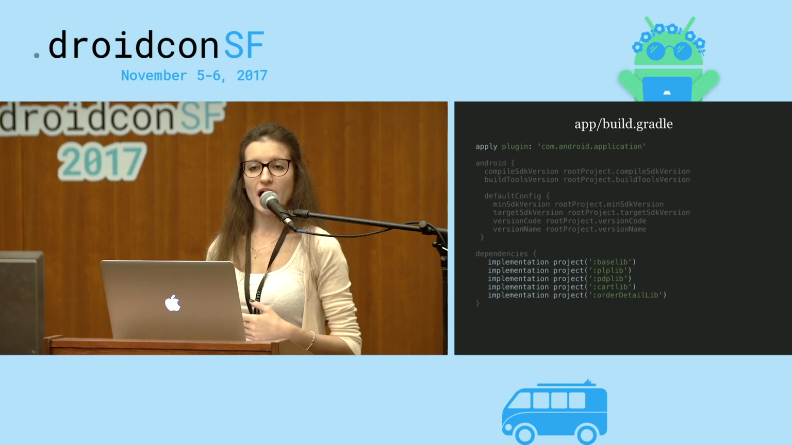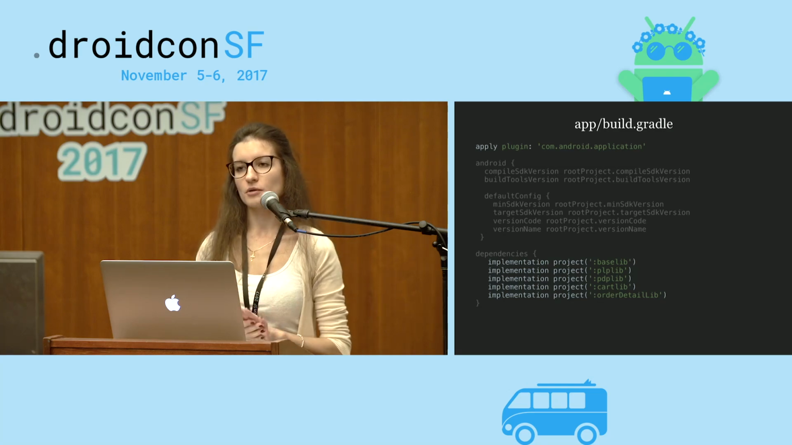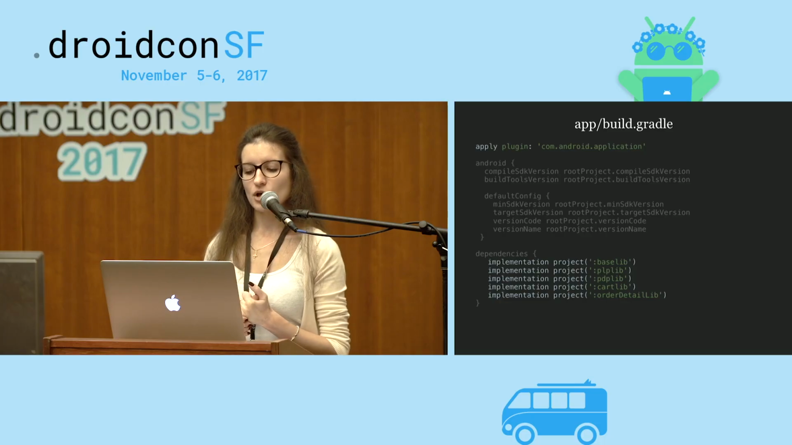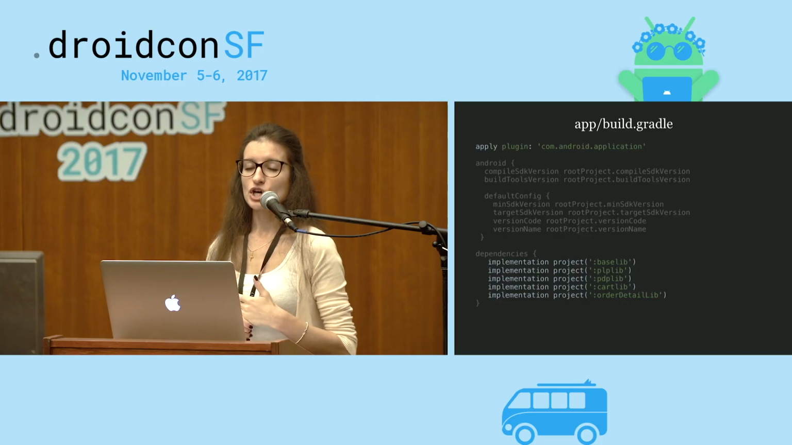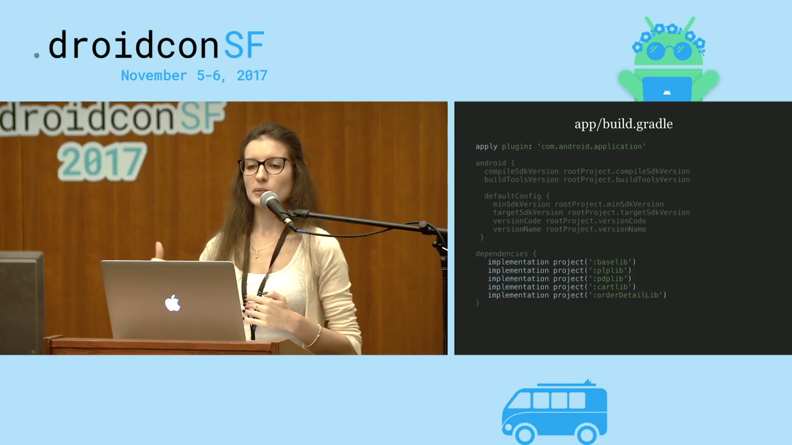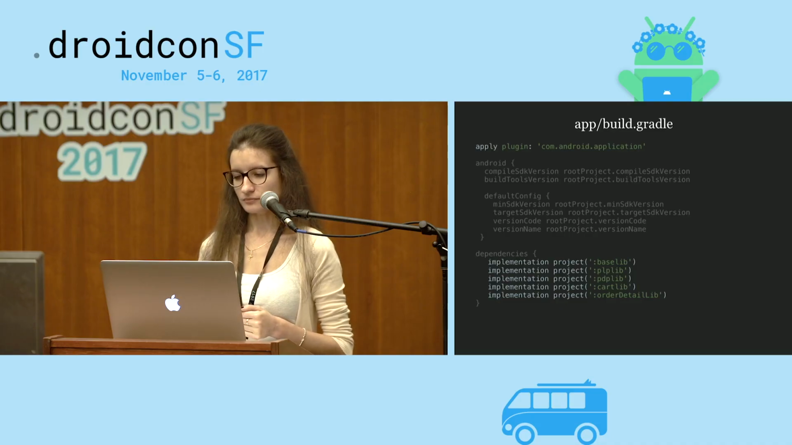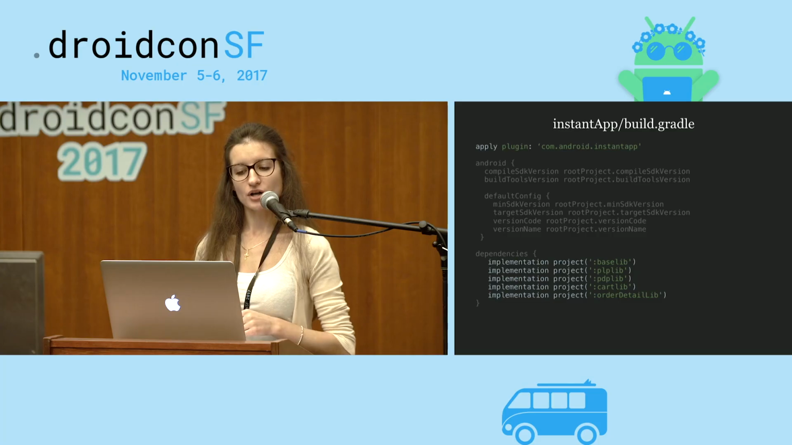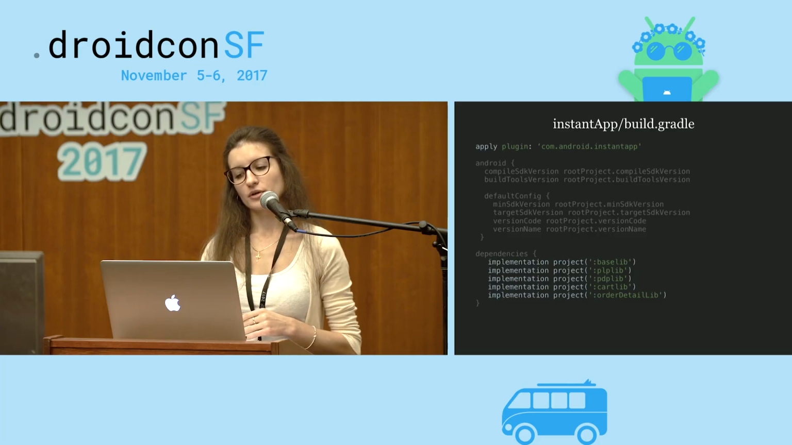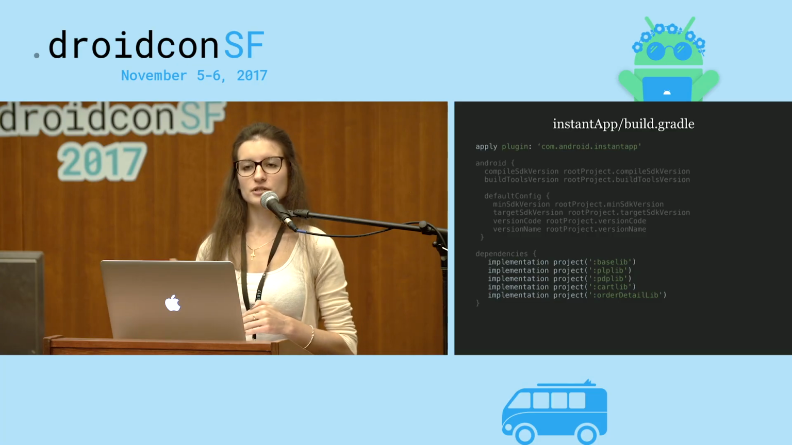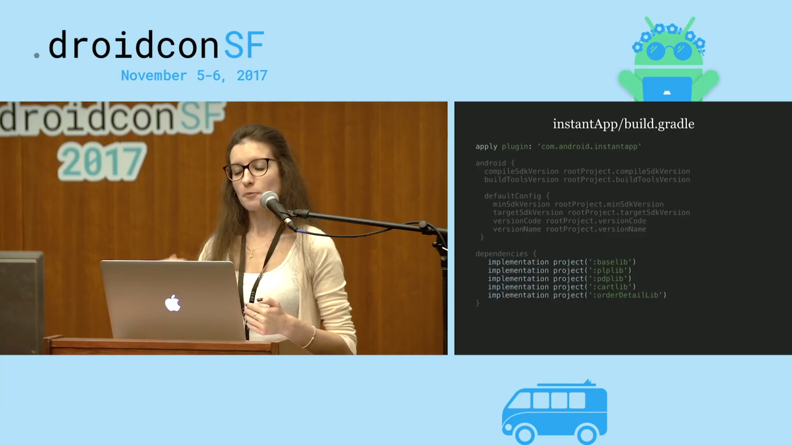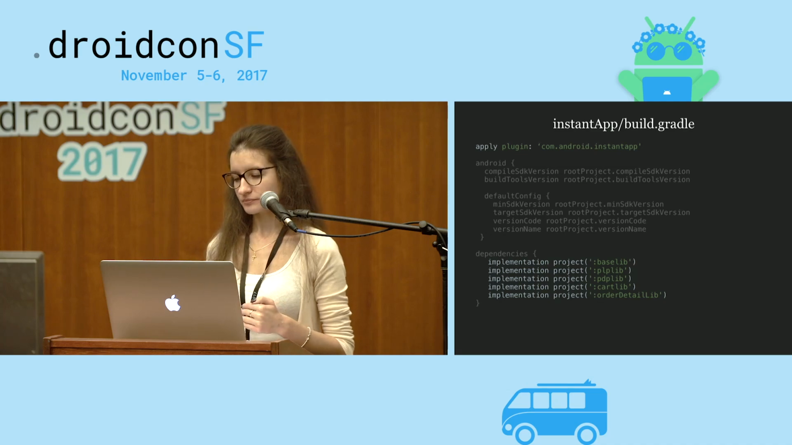Build Gradle file of the app module would have our well-known plugin com.android.application. And in the dependencies block, we just have to give reference to all our feature modules plus the base module. Build Gradle file of the Instant App module is very similar to the app module. The plugin is different though. It's com.android.instantapp, but the dependencies block is the same as the app module. So we have to give reference to all the feature modules plus the base module.